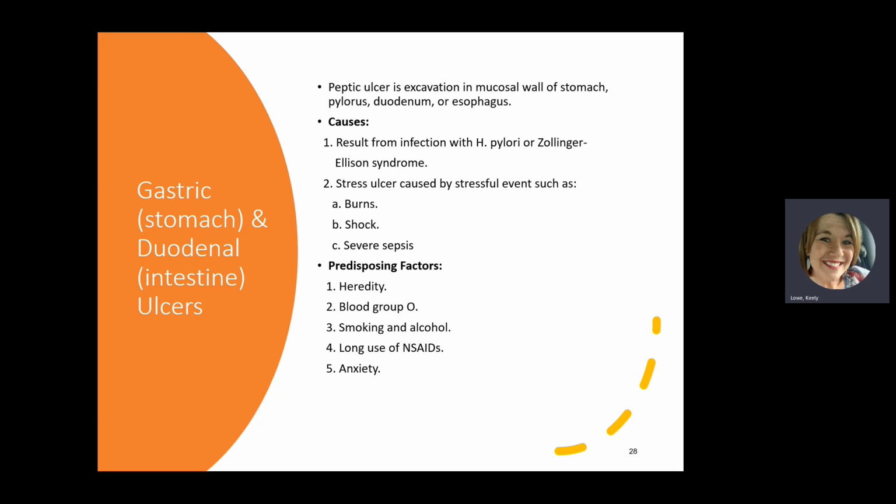Predisposing factors: who is at an increased risk of these? It could be hereditary. Again, we could have that Zollinger-Ellison syndrome where our body naturally makes more stomach acid. It could be your blood type, type O. They have some evidence that certain blood types are predisposed to make more stomach acid. Smoking, alcohol, NSAIDs, emotional stress, physical stress, all those things increase the risk of ulcers.